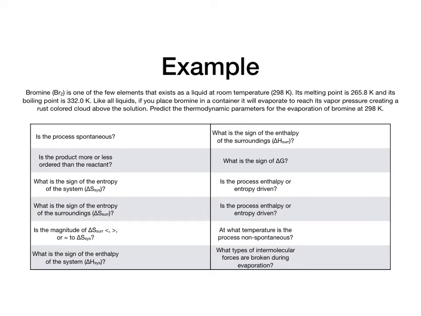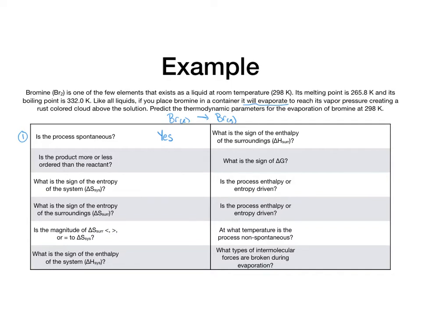So the first thing that I like to do in these problems is actually write out the reaction that is happening. So we have bromine liquid going to form bromine gas. And the first question that we want to answer is, is this process spontaneous? So what we need to think about is, does this thing happen? Does it occur? And the answer is yes, it does occur. If we put this in a container, it will evaporate. So we use the context clues in the problem.